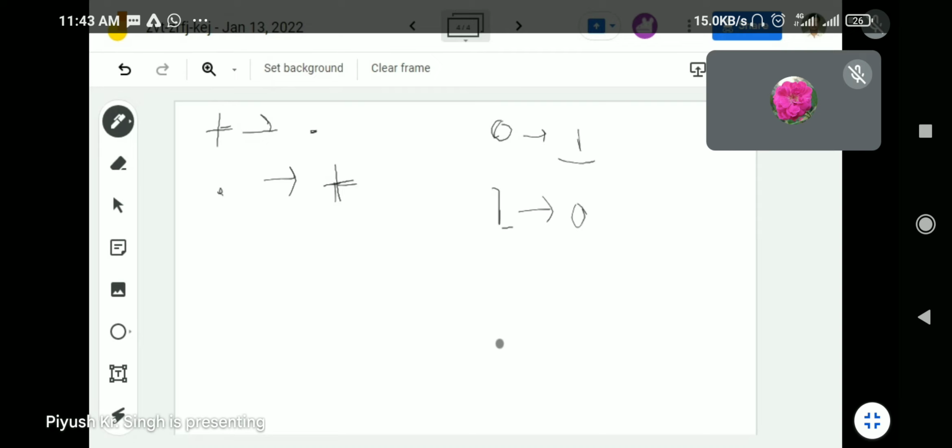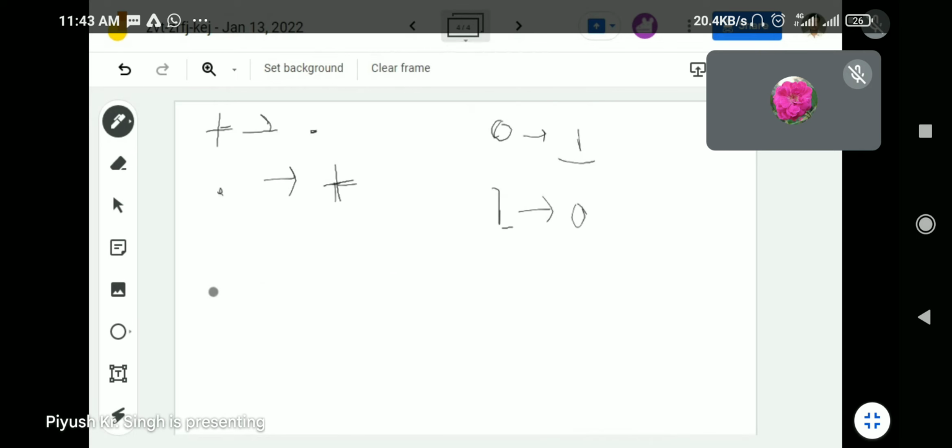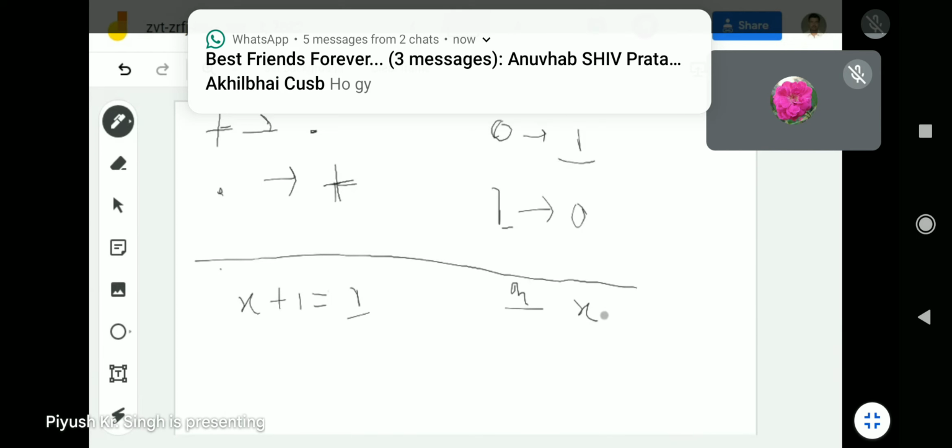इफ देयर इज ऑलरेडी अ इक्वेशन. For example, in the last question we have x plus 1 is equal to 1. We have proved it that x plus 1 is equal to 1. Now suppose that the next question is we have to prove the theorem that x dot 0 is equal to 0.